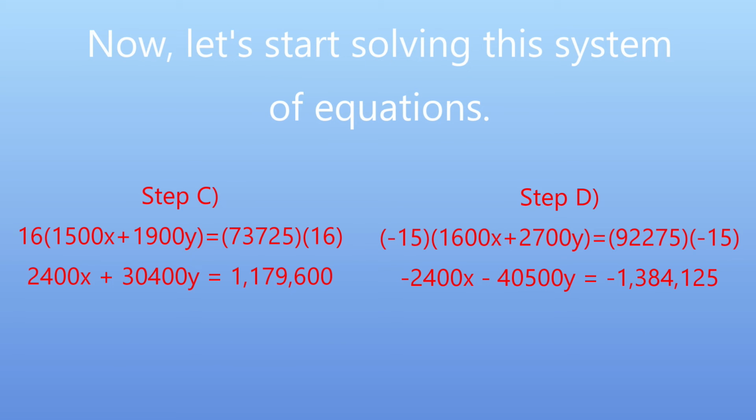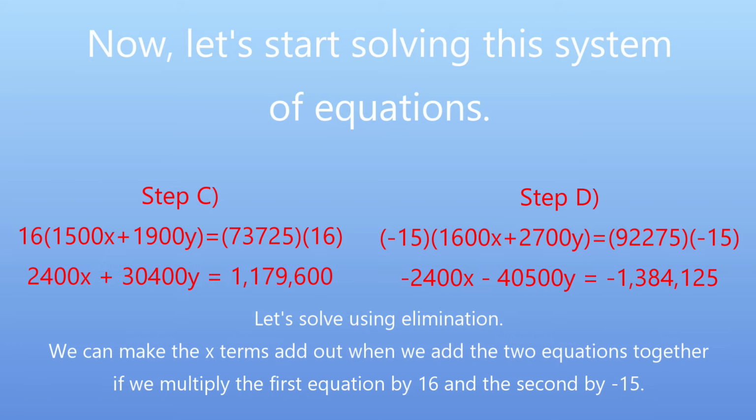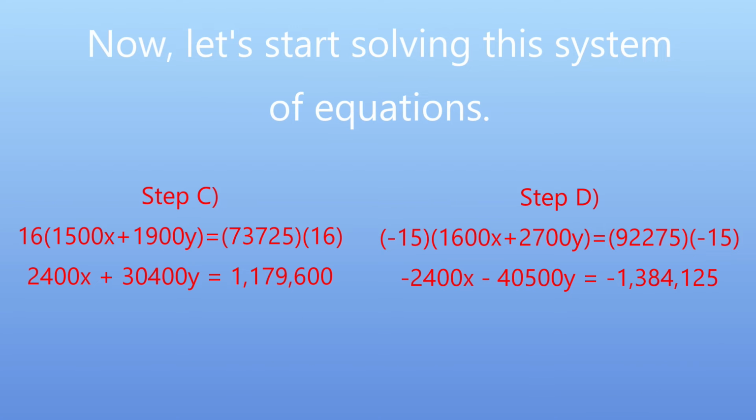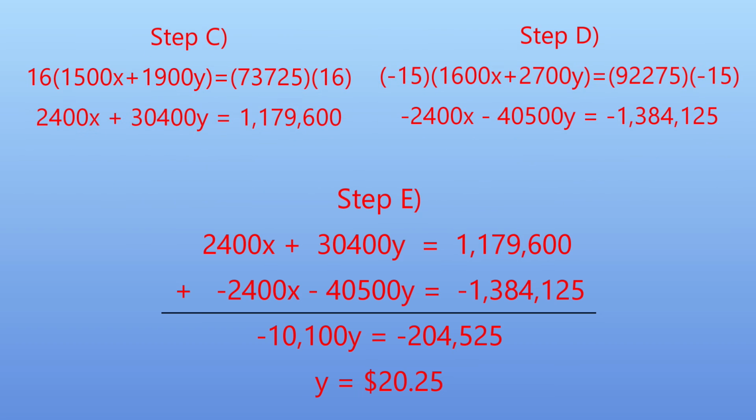Let's solve using elimination. We can make the x terms add out when we add the two equations together if we multiply the first equation by 16 and the second by minus 15. If we multiply the first equation by 16, we get 2400x plus 30,400y equals 1,179,600. If we multiply the second equation by negative 15, we get negative 2400x minus 40,500y equals negative 1,384,125. Now we will add the two equations together.